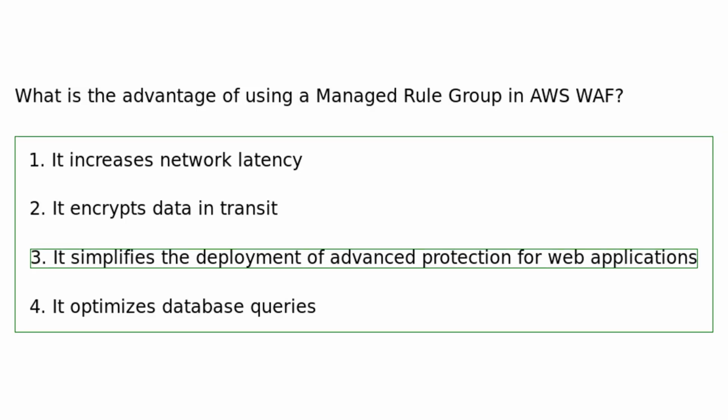A managed rule group in AWS WAF simplifies the deployment of advanced protection for web applications by providing pre-configured rule sets for common threats and exploits, allowing users to quickly enhance the security of their web applications.